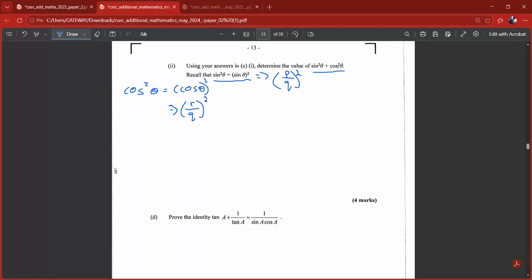So to get sine squared theta plus cosine squared theta, we have to add these two. So you get p squared over q squared, because you have to square the top and the bottom, plus r squared all over q squared. The denominator is the same here, so you're going to get p squared plus r squared all over q squared, and this would therefore be equal to 1, right? By the identity that sine squared theta plus cosine squared theta is equal to 1.